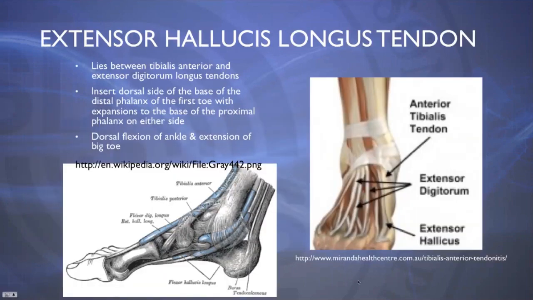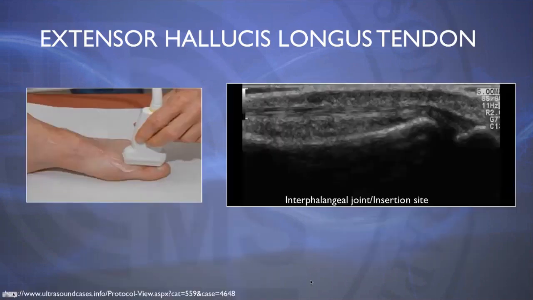The extensor hallucis longus tendon lies between the tibialis anterior and the extensor digitorum longus tendons. It inserts on the dorsal side of the base of the distal phalanx of the first toe with expansions to the base of the proximal phalanx on either side, and it's responsible for dorsiflexion of the ankle and extension of the big toe. So this is showing the extensor hallucis along this aspect right here. And we can also see the extensor hallucis right here. When looking at it sonographically, this is how the sonographer would place the probe over the great toe on the dorsal aspect, and this is how it would appear.